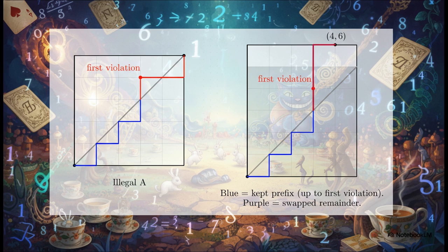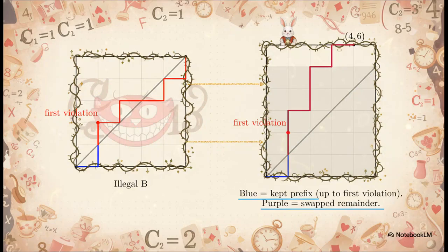Now look at the path on the right. It's not a path to 5-5 anymore, is it? By swapping the tail end of the journey, we've created a totally new path that ends at a completely different spot, 4-6. Okay, but what's really wild is that this works for any bad path.